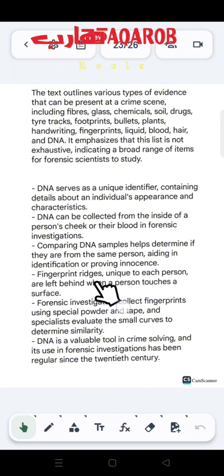Fingerprints, ridges unique to each person, are left behind when a person touches a surface. Forensic investigators collect fingerprints using special powder and tape, and specialists evaluate the small curves to determine similarity. DNA is a valuable tool in crime solving, and its use in forensic investigations has been regular since the 20th century.